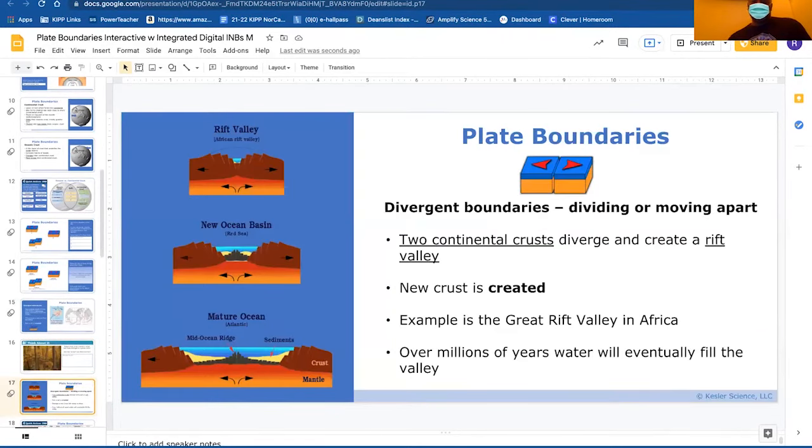All right. More about plate boundaries, divergent boundaries, dividing or moving apart. Two continental crusts diverge and create a rift valley. So this happens under the ocean and on land. So new crust is created. An example is the Great Rift Valley in Africa. Over millions of years, water will eventually fill that valley. So there's potentially a new ocean going to form in that Rift Valley in Africa.